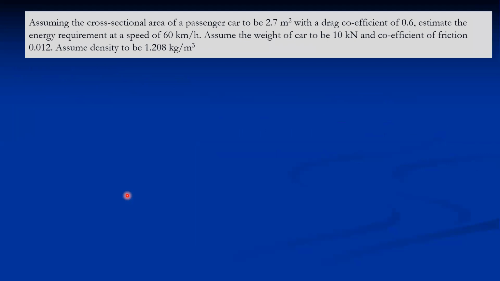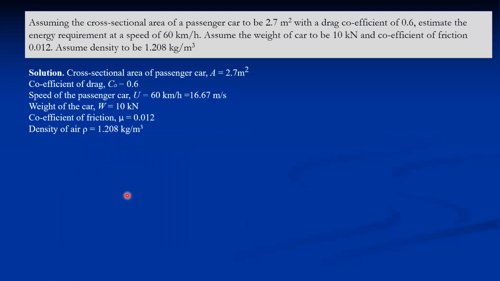Then the second: assuming the cross-sectional area of the passenger car to be 2.7 meters square with a drag coefficient of 0.6, estimate the energy requirement at a speed of 60 kilometer per hour. Assume the weight of the car is 10 kilonewton and the coefficient of friction is also given, this 0.012. This we can say is a part of rolling drag as well. Assume the density of the air is 1.208 kg per meter cube.